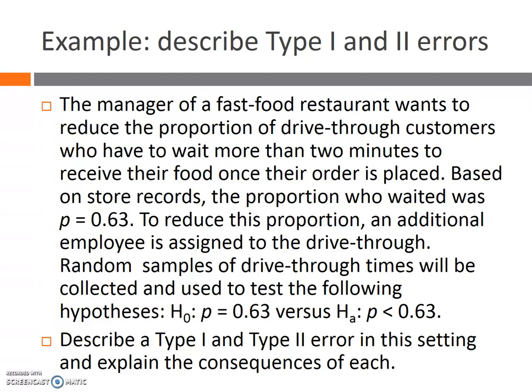Random samples of drive-through times will be collected and used to test the following hypotheses. The null, claiming that the proportion is equal to 0.63, compared to the alternative, where the proportion is less than 0.63. So let's talk about a type 1 and a type 2 error in this setting, and then talk about the consequences of each one.